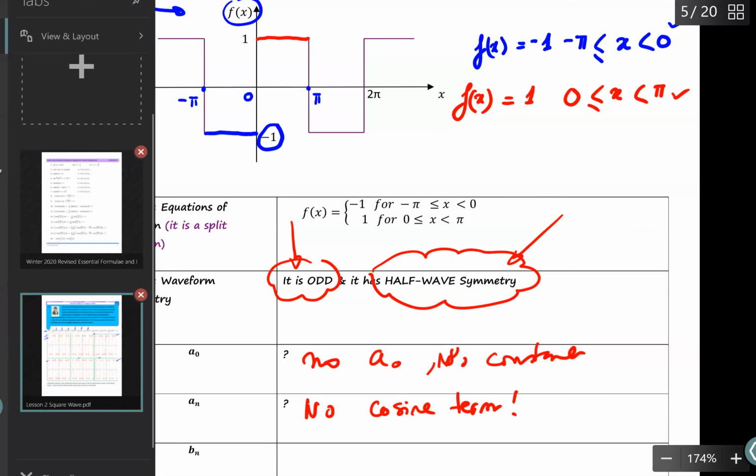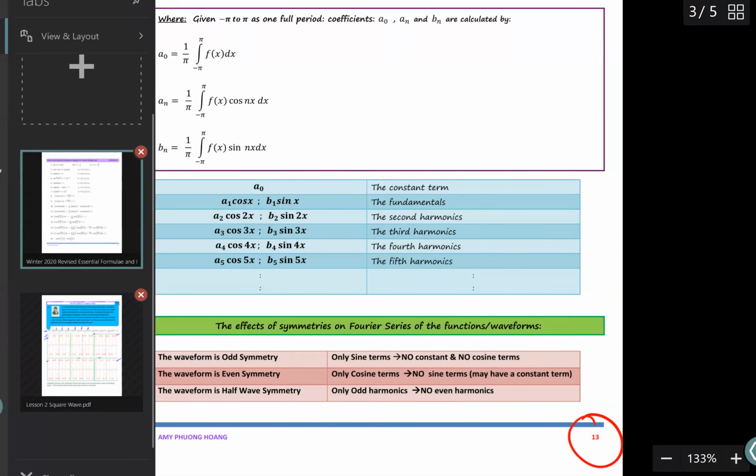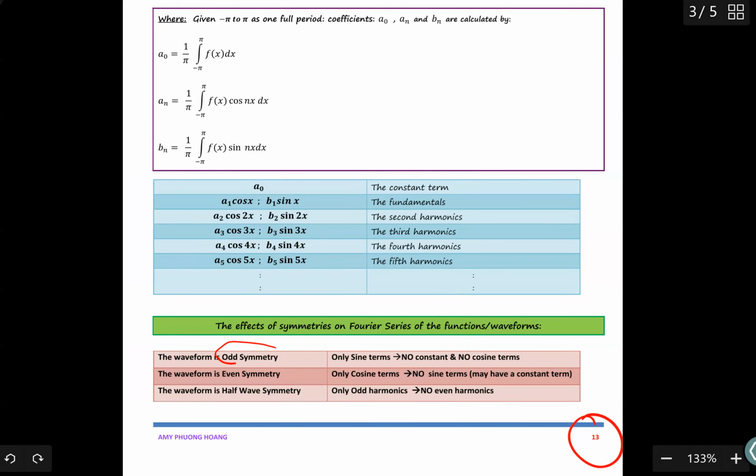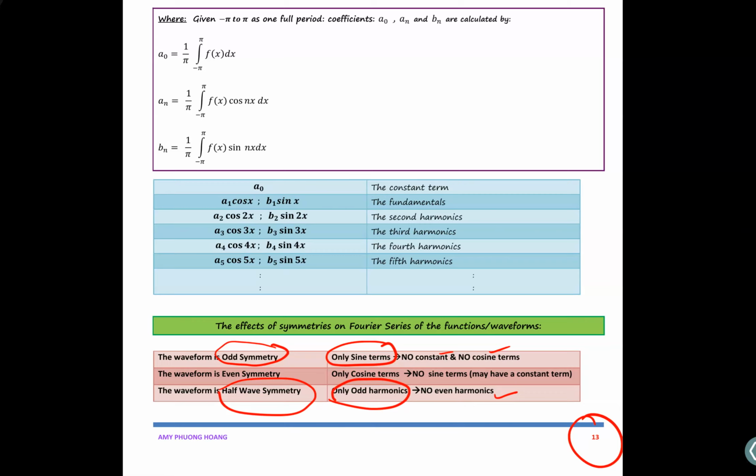Let's double check again. If the function is odd, it only has sine terms. No constant, no cosine, so we indicated that. But it has halfway symmetry, so it only has odd harmonics, and it doesn't have any even harmonics. Let's circle what we should have. That means it should only have B1, B3, B5, B7, and B9.